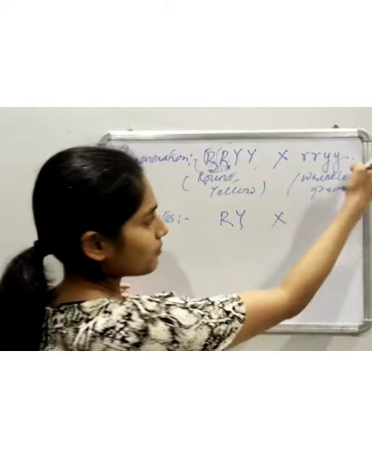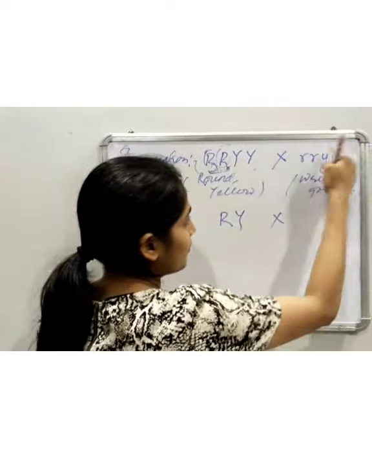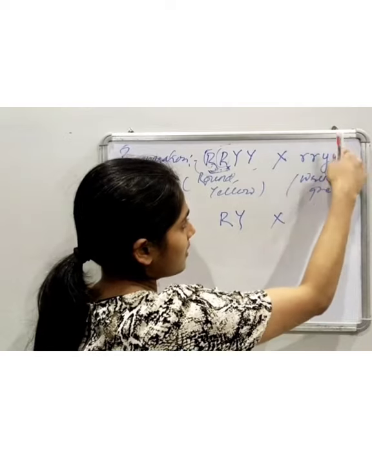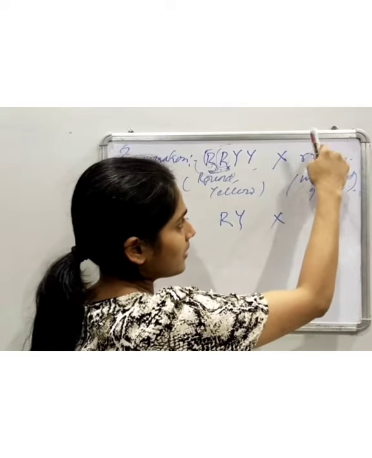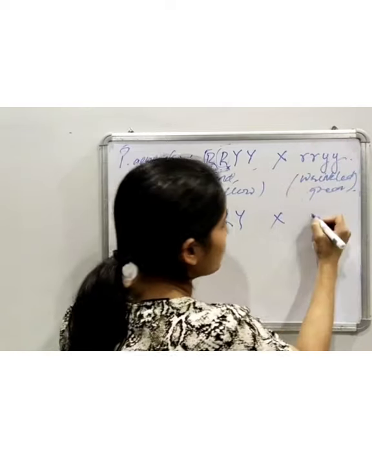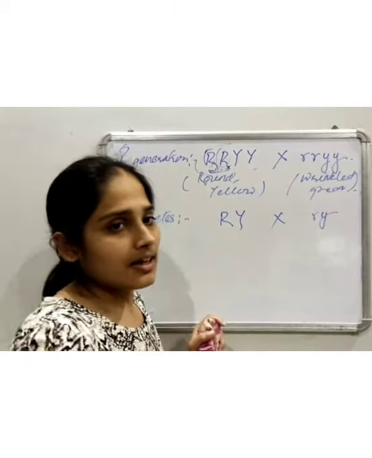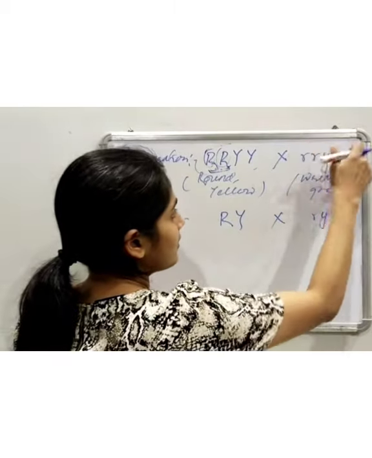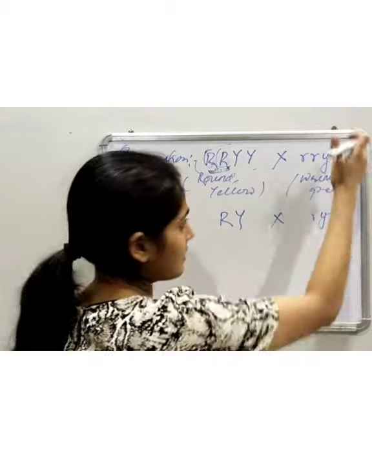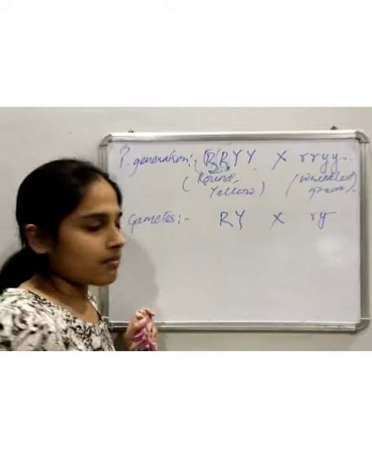Similarly, the gamete formation will be over here. So this R with this Y, this R with this Y, this small r with this small y, this small r with this small y. So every time we will get this as the gamete. So this is in the case when they are doubly recessive or doubly dominant.